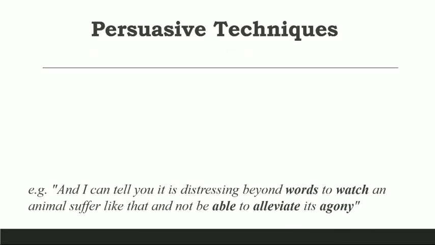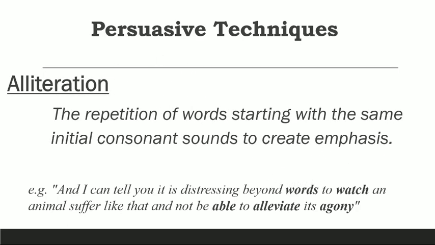Persuasive techniques. Alliteration means the repetition of words starting with the same initial consonant sounds to create emphasis. Example: And I can tell you it is distressing beyond words to watch an animal suffer like that and not be able to alleviate its agony. The highlighted words have the same initial consonant sound.